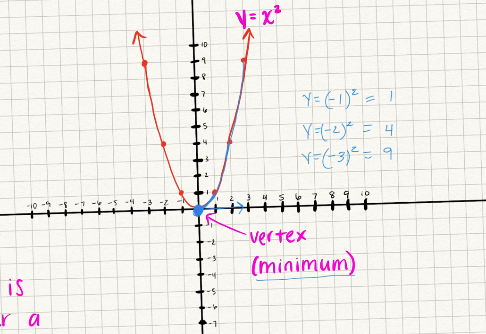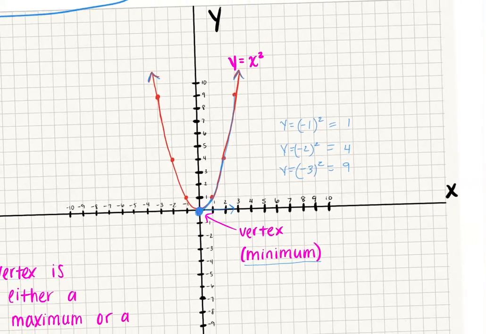Do we have a maximum value, guys? I see some people shaking their heads. Why don't we have a maximum value? Nicole? Because it can go up to infinity. Very good. These two arrows mean that it's going to go infinitely upwards. So there's no max value. When y equals x squared, there's no maximum. There's only a minimum, okay?